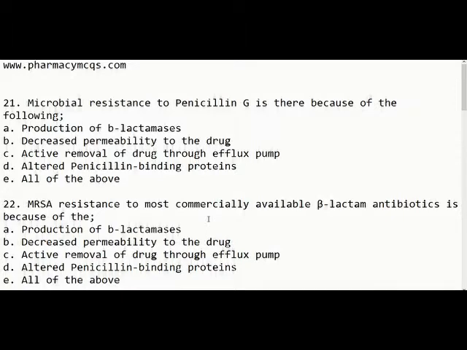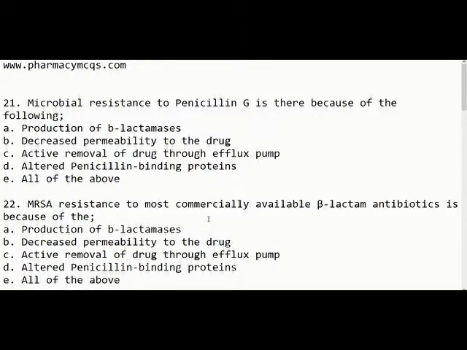Our first MCQ is: microbial resistance to penicillin G is there because of the following. In this MCQ we are asked about the mechanism of microbial resistance to penicillin G, meaning that through which mechanism microbes develop their resistance to penicillin G. So we have 5 options from which we have to select the correct one.